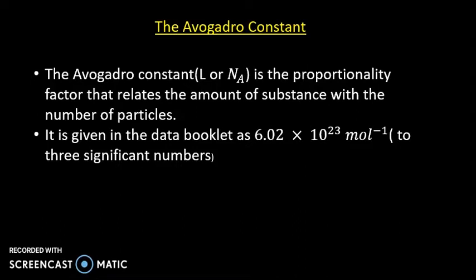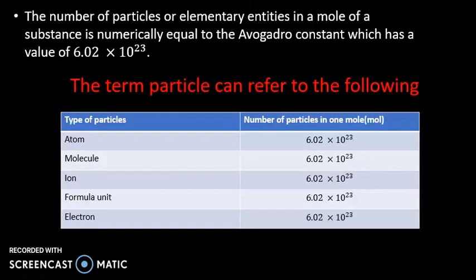You don't have to memorize the Avogadro constant in your head, as it's given to you in the data booklet. For most curriculums, especially in the IB diploma, you get the Avogadro constant in the data booklet, so there's no need to memorize it. The number is 6.02 times 10 to the power 23, given to us in three significant figures. So the number of particles or elementary entities in a mole of a substance is numerically equal to the Avogadro constant, which has a value of 6.02 times 10 to the power 23.